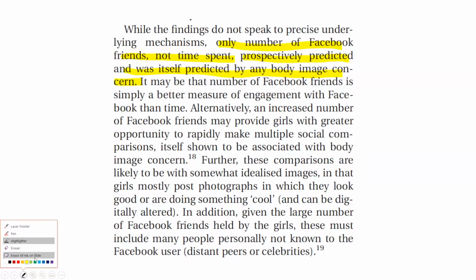Then it gives some explanation, or it interprets what they're saying, and says it may be that number of Facebook friends is simply a better measure of engagement with Facebook than time. That's one explanation. Then it uses the linking word alternatively to say an increased number of Facebook friends may provide girls with greater opportunity to rapidly make multiple social comparisons, itself shown to be associated with body image concern. So it gives a second reasoning in this part and then links it to something they already know, itself shown to be associated with body image concern, right?